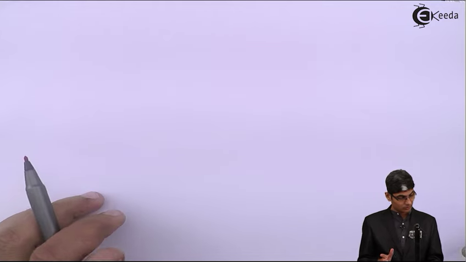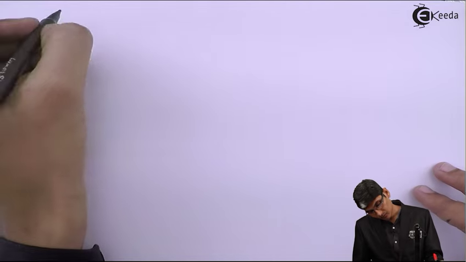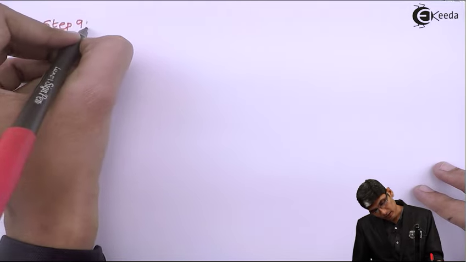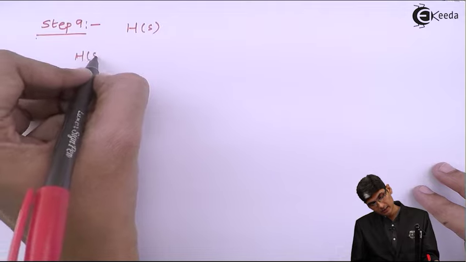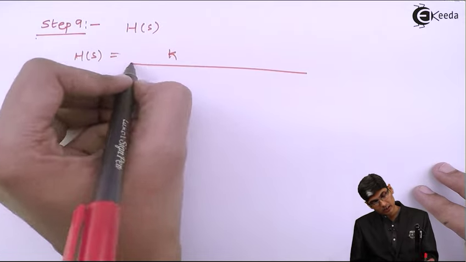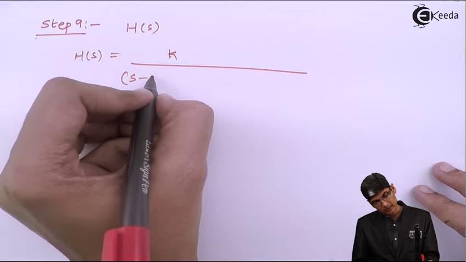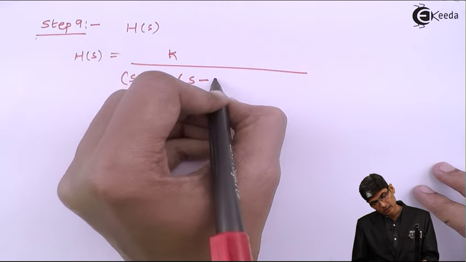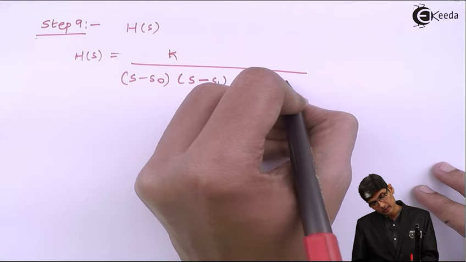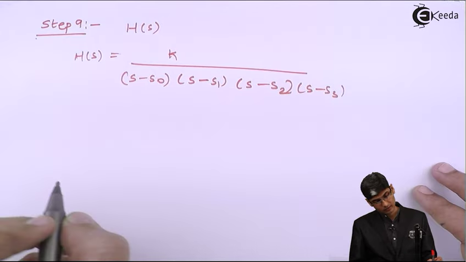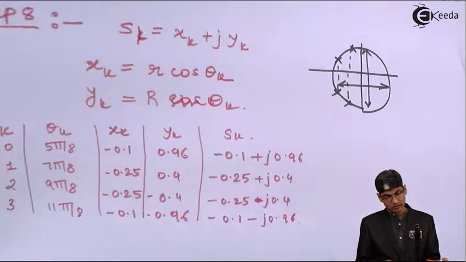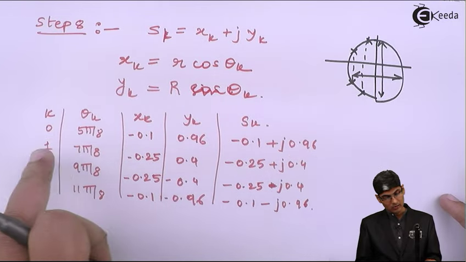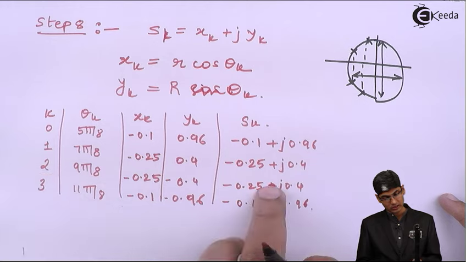Now we have observed the poles. Let us combine the poles and make the transfer function. So step 9, we are now observing what is h of s. So h of s is equal to some constant k upon s minus s0 into s minus s1 into s minus s2 into s minus s3, right? So let us put s of 1, s of 2. Now where is s0, s1, s2, s3? For k is equal to 0, this will be s0. For k is equal to 1, this will be s1, then s2, s3.